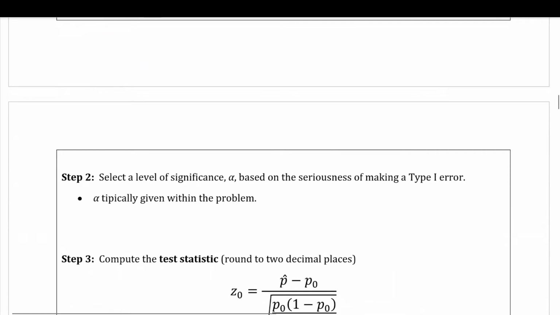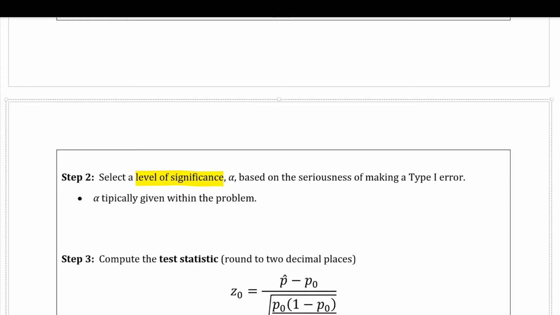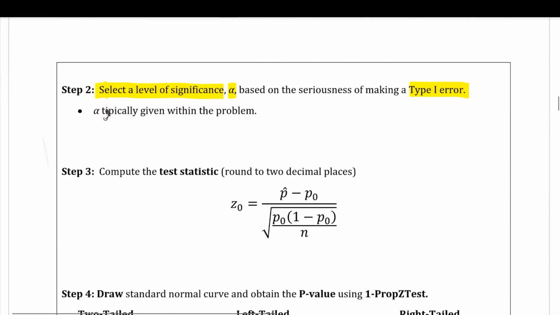Step 2, it's actually the easiest one. In the problem, they'll give you a significance level, which will be an alpha. They might say a level of significance, or alpha equals something. Again, that's the probability of committing a type 1 error. The alpha will be given in the problem.